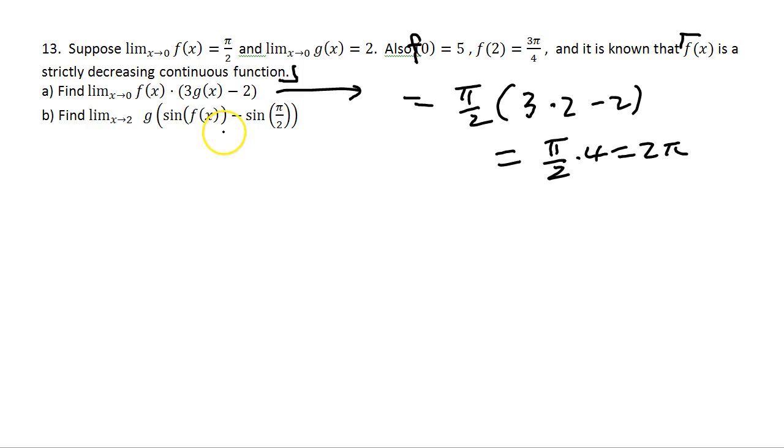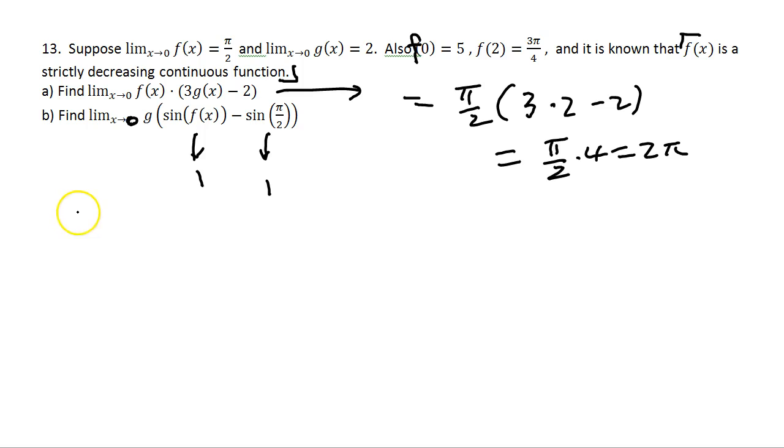How about this one? Well, sine of pi over 2 is 1. And because f of x, when x goes to 2, oh, this is a mistake. This should really be x going to 0. If x goes to 0, then this goes to pi over 2. So sine of pi over 2 minus sine of pi over 2, they will both be converging to 1. So overall, this entire thing will converge to 0.